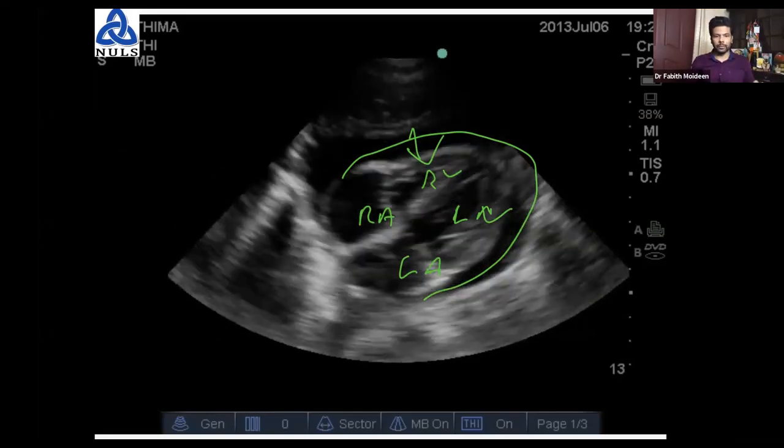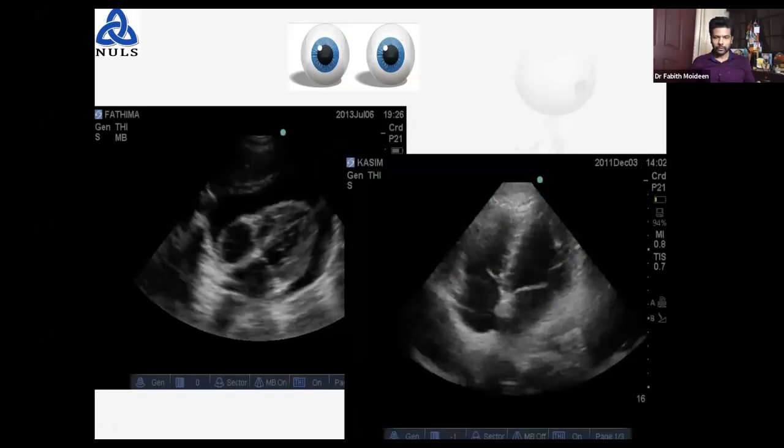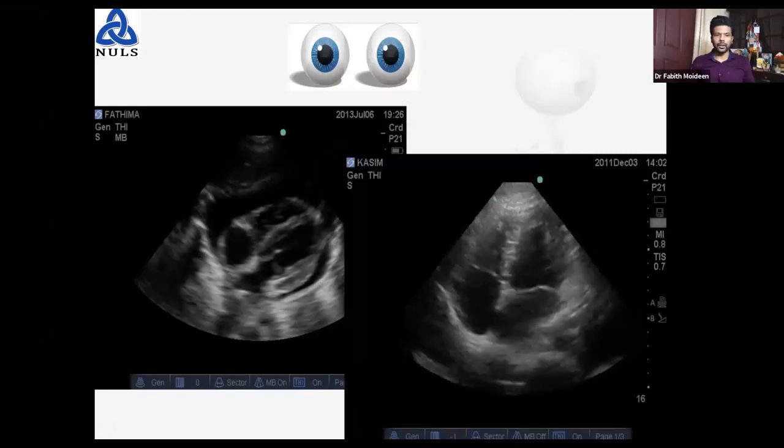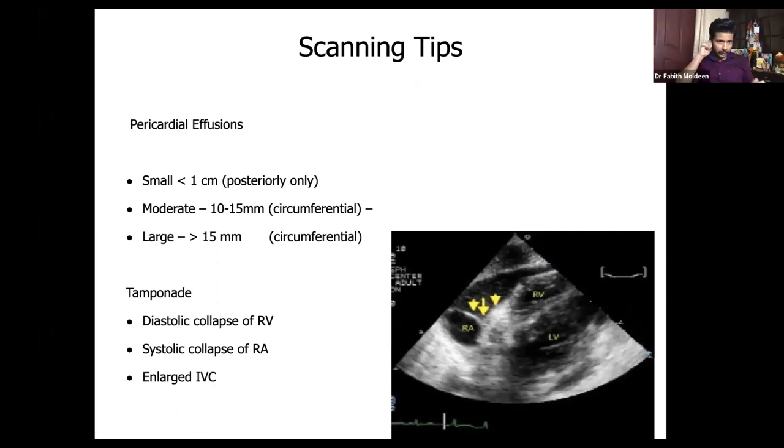Okay, so comparing both sides, you can see one without, one with RV dysfunction. So, the small tips you can remember: in pericardial effusion, it's more about the clinical presentation.